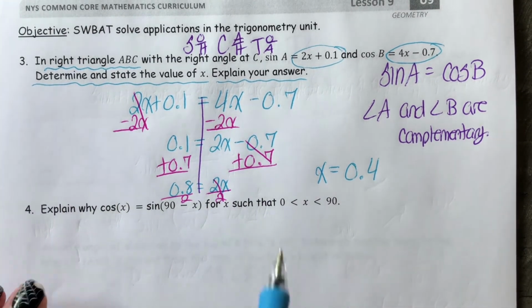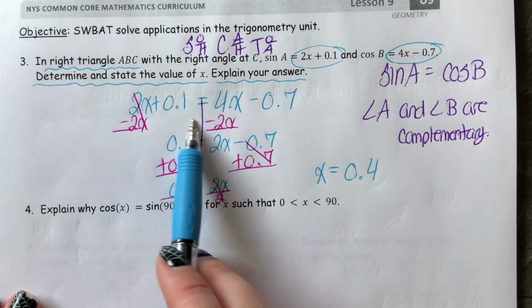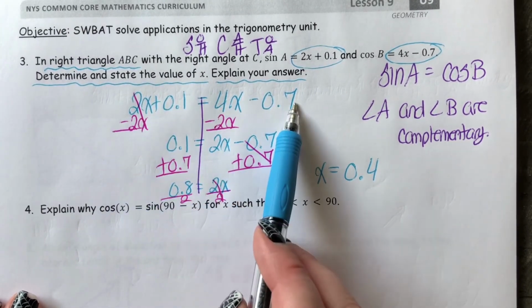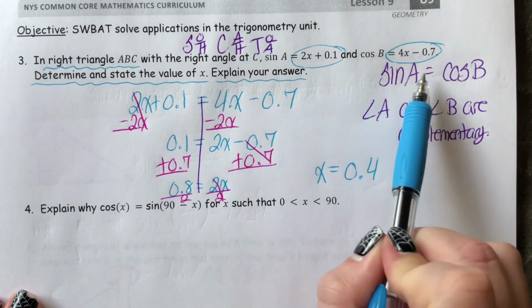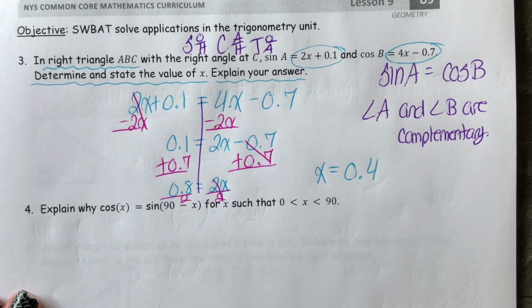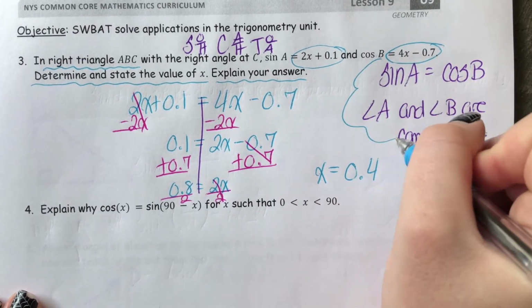All right. Now it says explain your answer. Why am I allowed to set up this equation? Well, I actually already wrote it. This is the explain, because sine of A equals cos of B, and angle A and angle B are complementary. All right, so this was the explain.